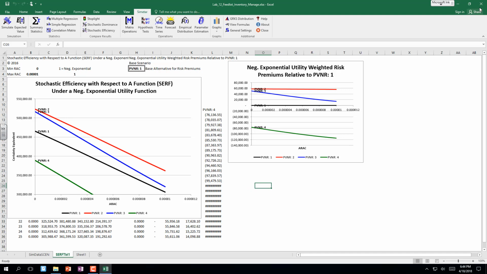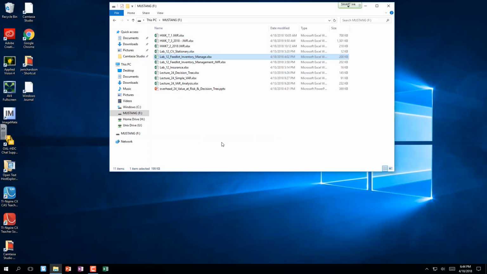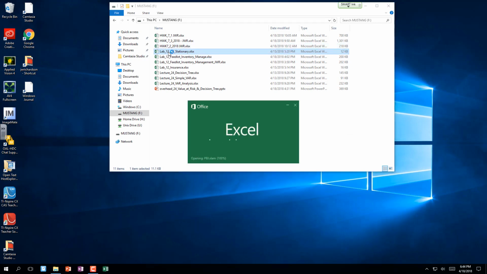There's another lab exercise we could do there on coefficient of variation. And I guess we can do that. It'll take about 5 minutes. CV stationarity.